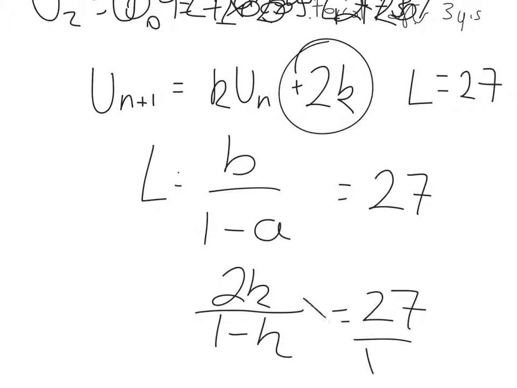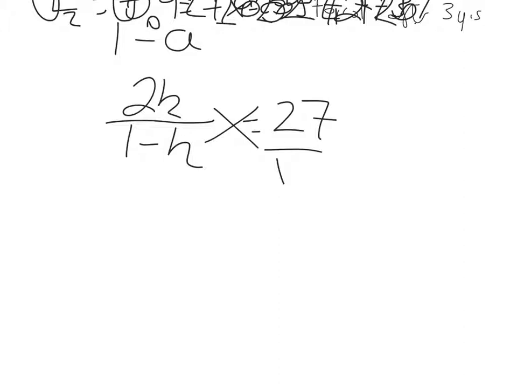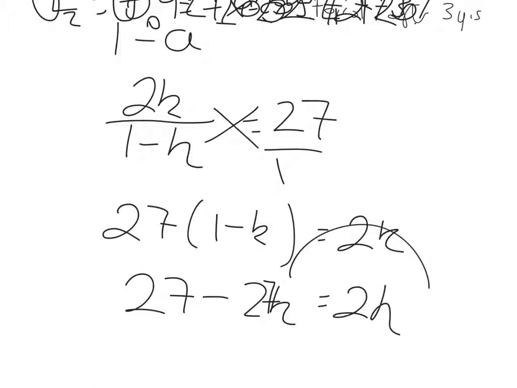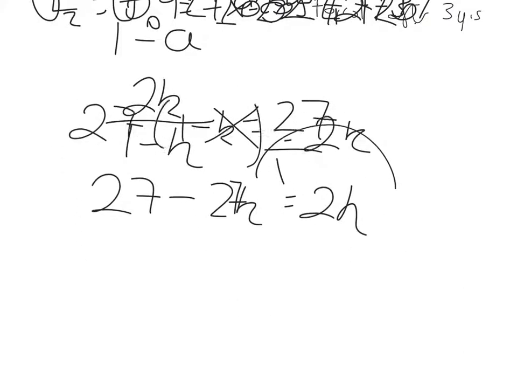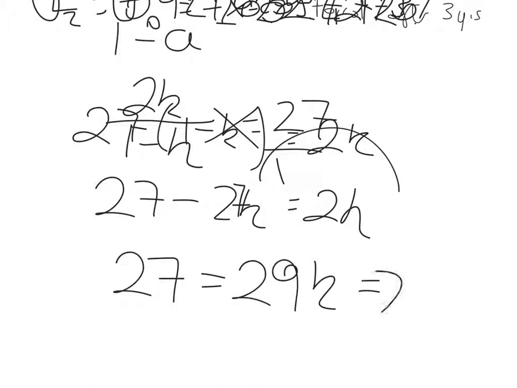I can then cross multiply, 27 is 27 over 1. And that would give me 27 lots of (1 minus k) is equal to 2k. So that's 27 minus 27k is equal to 2k. I can then bring that across, change the sign, and that will be 27 is equal to 29k, which implies then that k is equal to 27 over 29.